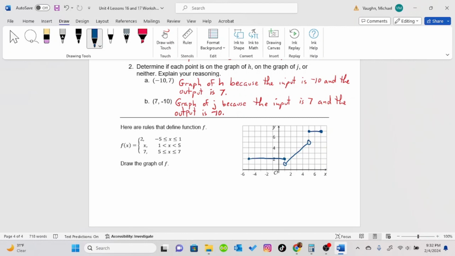If it says less than or equal to or greater than or equal to, then it is included and it has a solid point. If it says only less than or only greater than, then that point is not included and we have a hollow point at that location.